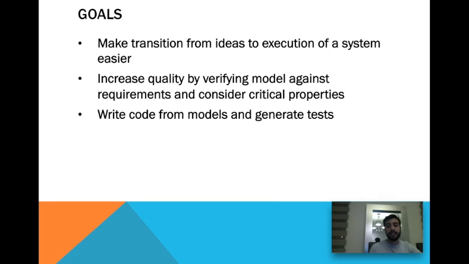The goal of this language tool is to make transitions from ideas to execution of a system easier, to increase quality by verifying model against requirements and consider critical properties, and also to write code from models and generate tests. So after we know that information, I will leave you with my partner, Manzanares, who is going to explain the following diagram.